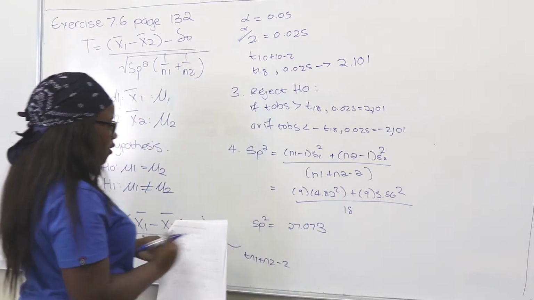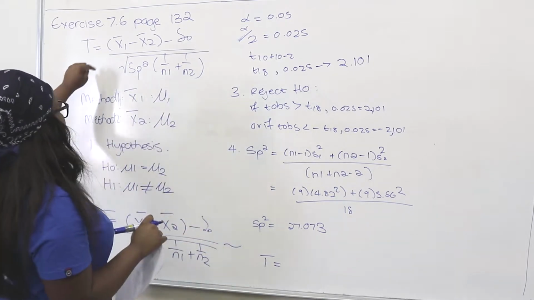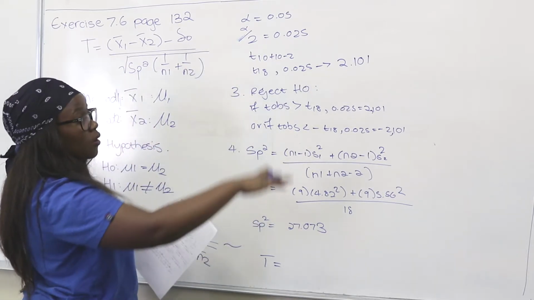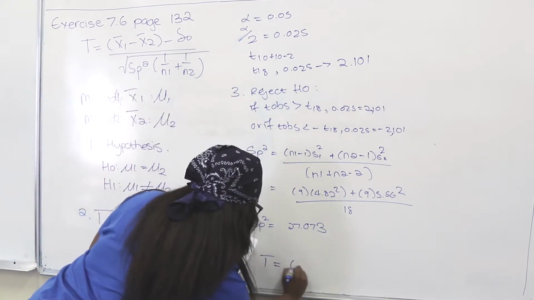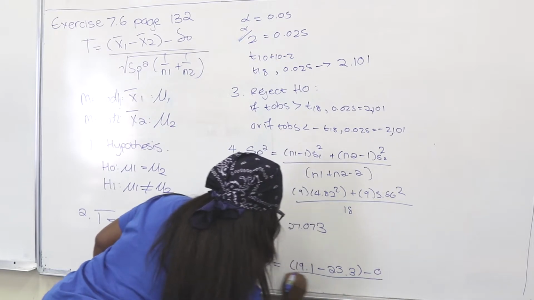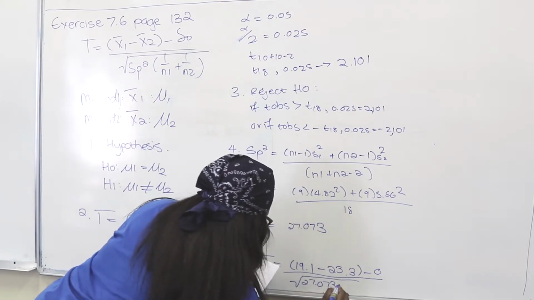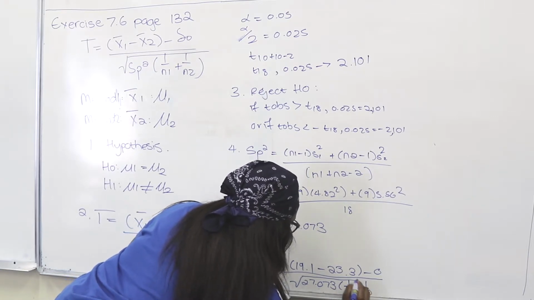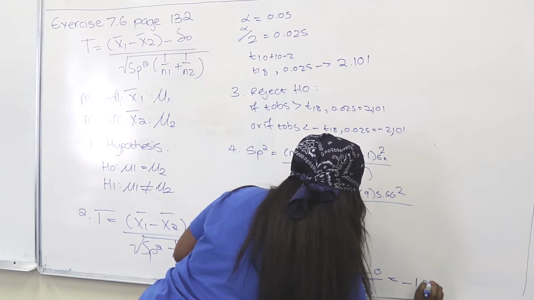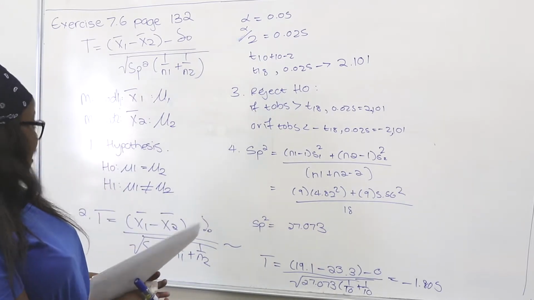27.073. So after we calculate SP squared, we put it into our formula. Remember, we said that we labeled our x1 and x2. So method 1 was x1 and method 2 was x2. So we're just going to follow that throughout your whole working out. And so method 1, the mean was 19.1. Method 2, the mean was 23.3, minus 0, all over the square root of 27.073 multiplied by 1 over 10 plus 1 over 10. And your T observed value is going to equal to negative 1.805, sorry.